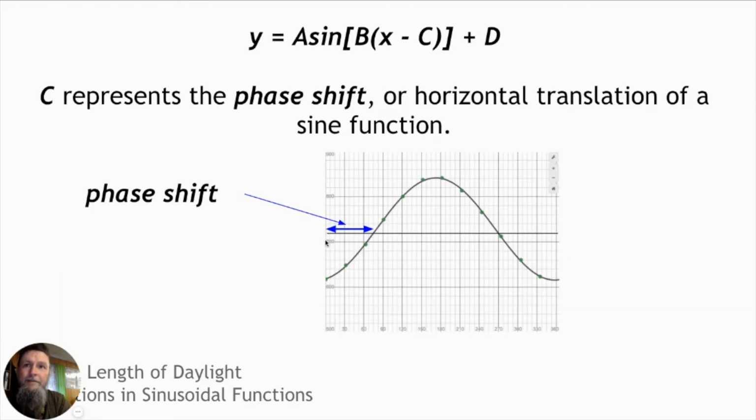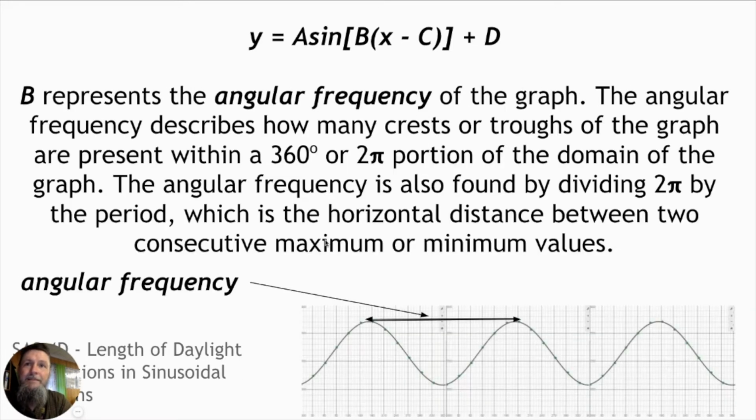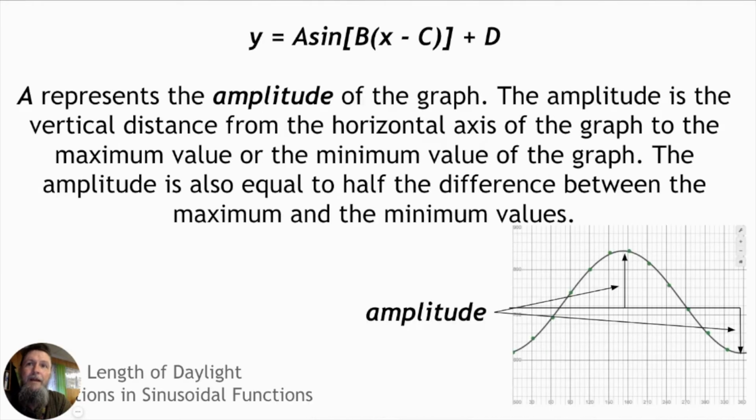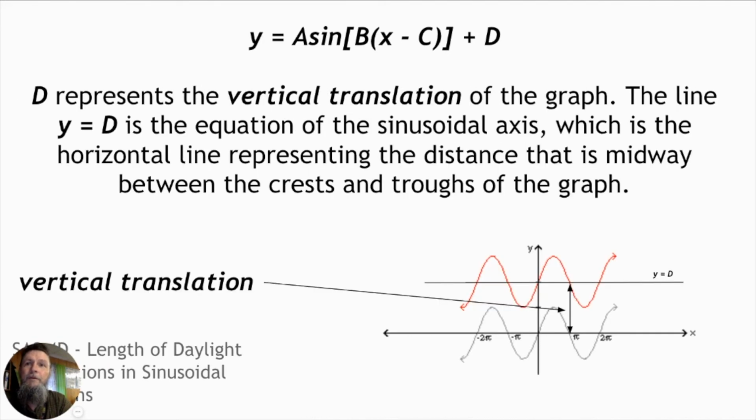Okay, let's see. I got phase shift. That's C. I got B, angular frequency. I got A, which is the amplitude. So let's talk about all of them together.